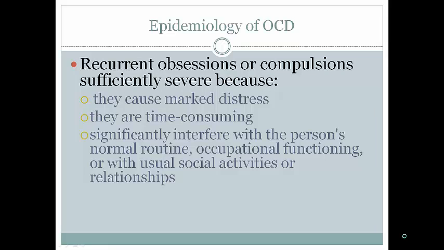So we all have obsessions and compulsions. However, people with OCD have recurrent obsessions or compulsions that are sufficiently severe because they cause marked distress in their lives. Generally the compulsions take up 2 hours or more per day, and the obsessions are preventing them from doing things. They're very time-consuming, and they significantly interfere with the person's normal routine, occupational functioning, or usual social activities or relationships. So if you have to check the house 50 times before you can leave in the morning, and you're late for work by half an hour every day, that's significantly interfering with your work.